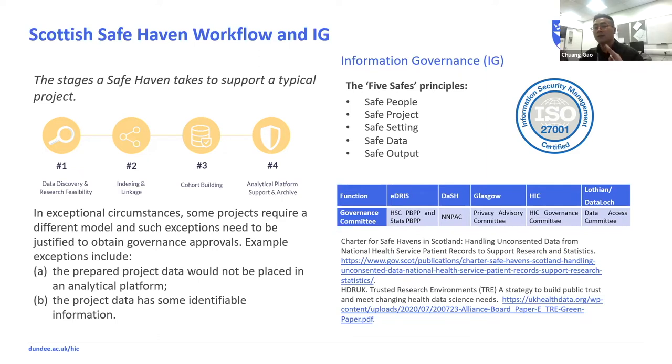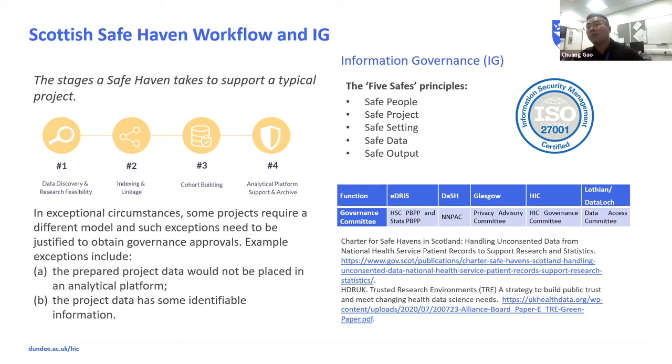So this is really a back and forth flagging process between the safe haven staff and the researcher to find the perfect cohort and the perfect size for the researcher. Once the cohort is defined, then indexing and linkage happens, if health or other health or non-health data need to be linked with the identified cohort.